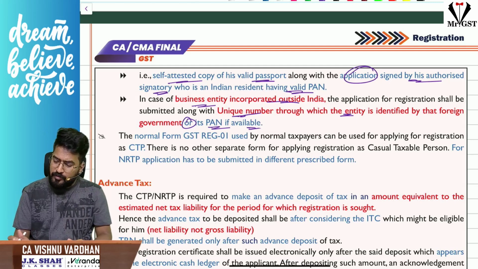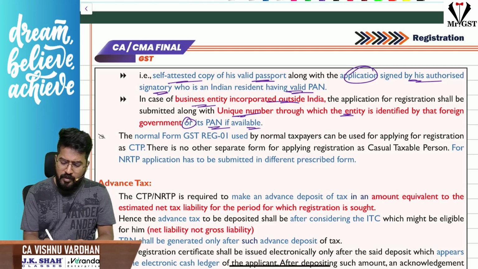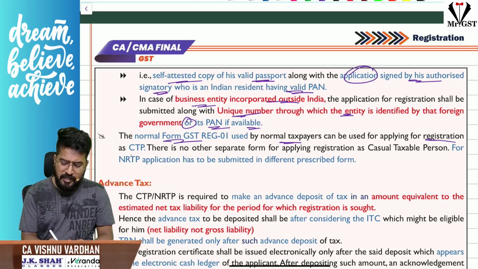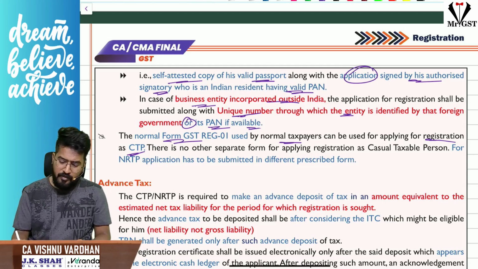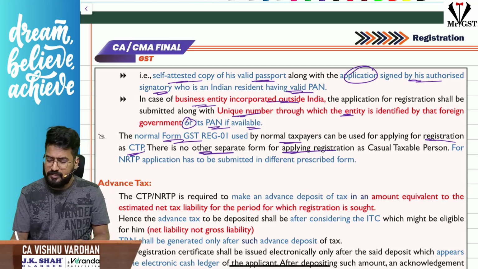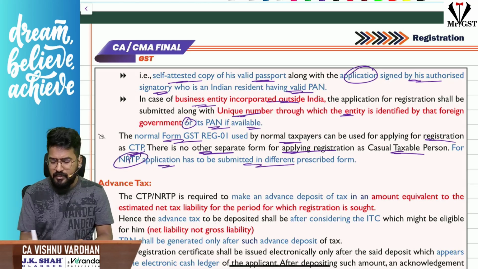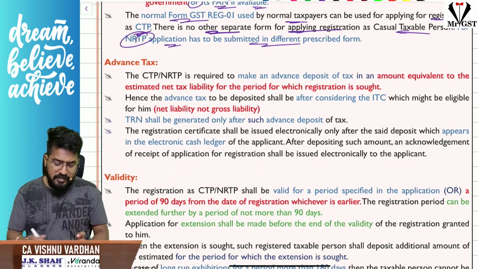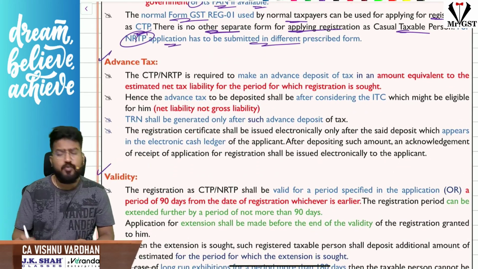Fine. Now the normal form GST REG 01 can be used by normal taxpayers, and that can also be used by casual taxable persons. There is no other separate form for applying for registration for CTPs, but for NRTPs there is a separate form. Okay, fine. Here the important things are the advance tax and the validity. These are the two very important points.